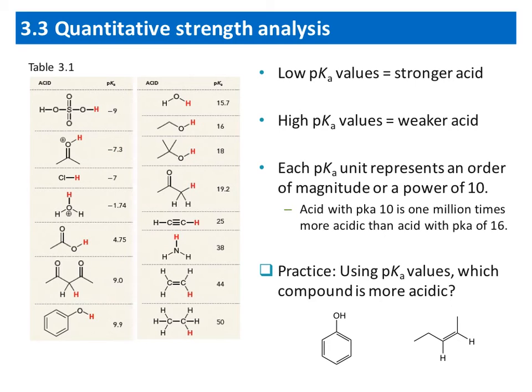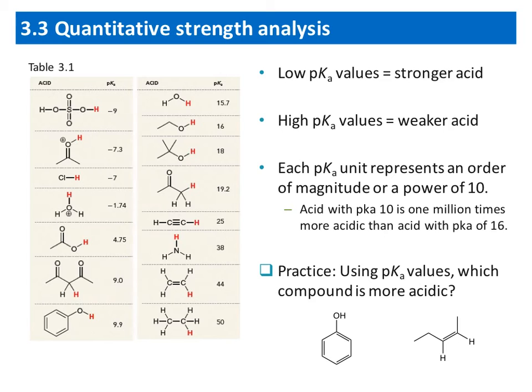We have the stronger acid. So sulfuric acid has the lowest pKa value in this table, so it is the strongest acid in this table. Now, the higher the pKa value, the weaker the acid gets. So alkane has the highest number in this table, so it is the weakest acid in this table.